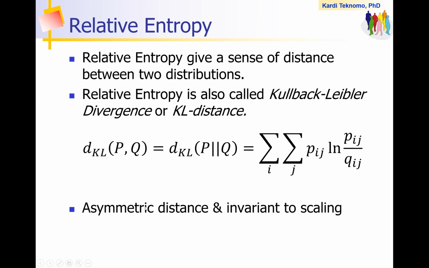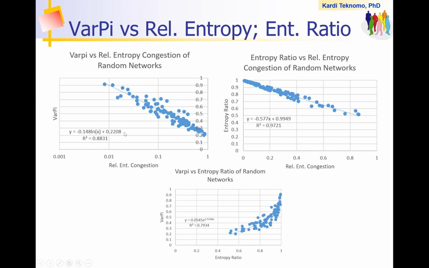This is an asymmetric distance. That means the distance between P and Q is not the same as Q to P. And this is also invariant to scaling, so you can also use this. If you look at the FAR-P index and the relative entropy, they are almost linear. That means you can exchange between relative entropy and the FAR-P index. But for entropy ratio, they are not linear, so you probably have a different meaning for that.